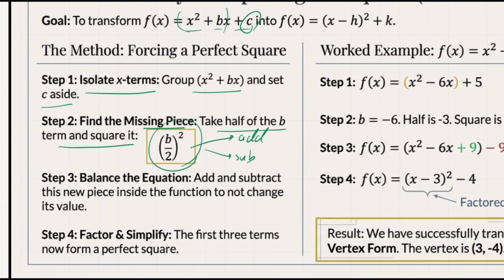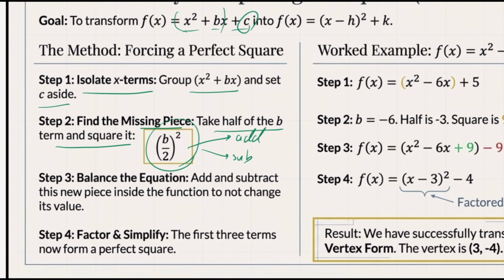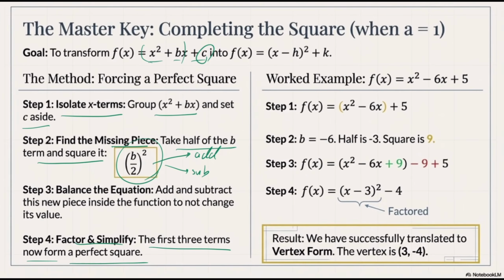I will show you why we're trying to do that, but at this point, by adding and subtracting something to my equation, I'm trying to keep the balance. I'm not going to change it. If I add it, I have to subtract it to make sure that balance is there. And at the end, factor and simplify the first 3 terms, which now form a perfect square. What is the perfect square? We will talk about it.